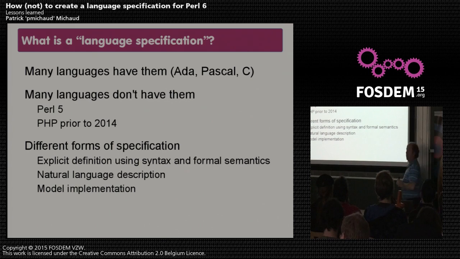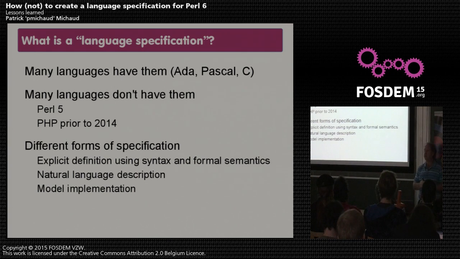Whereas if you go and say, what is the language specification for C? Anybody know? Well, there's C89 is one. There's C99. There's C11. There's K and R. There's a whole bunch of them, right?